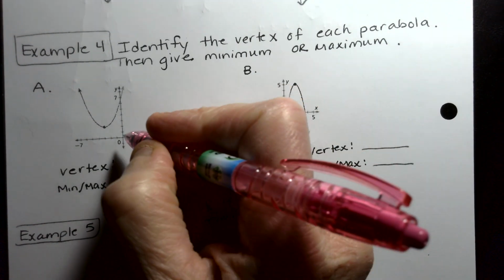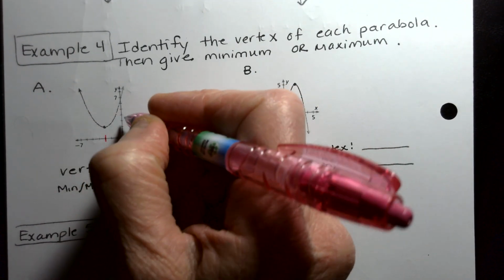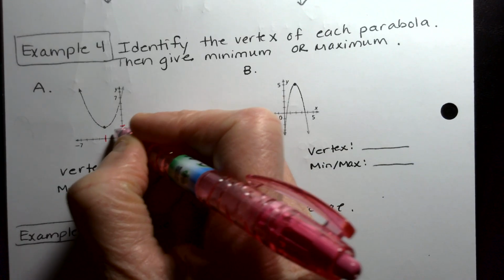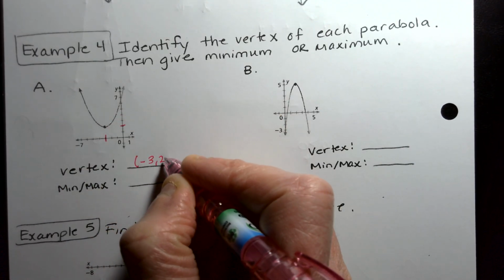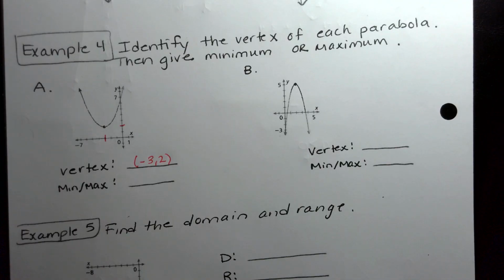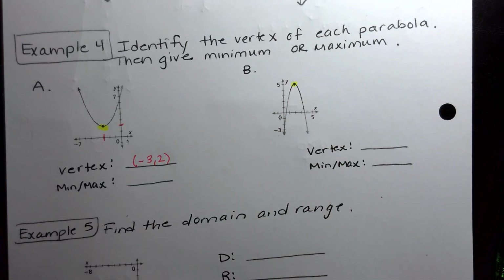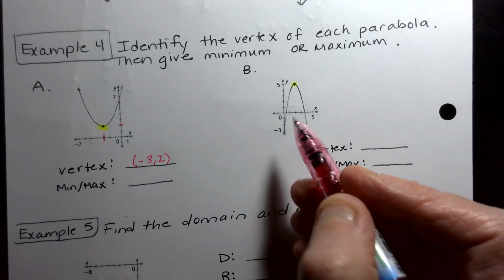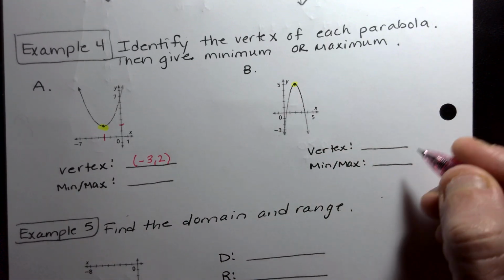Okay, so when you're doing it, or let's see, 1, 2, 3. It's right here, and this goes up 2. So this coordinate is -3, 2. Hopefully you had that. That's the vertex right there. And then here's the vertex here. And that coordinate looks like it's 1, 2, 5.